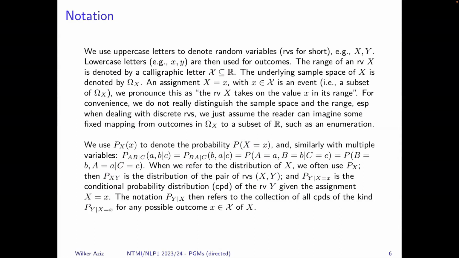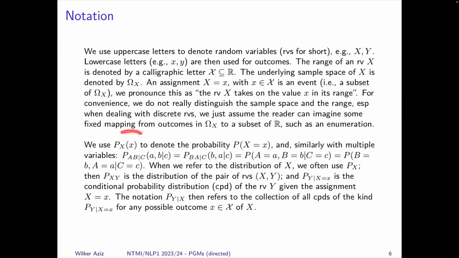For convenience, in this class and in much of NLP and in much of the literature, we do not really distinguish the sample space and the range. It's a necessary formality that is not dangerous if we skip it, especially when we deal with discrete random variables. So I'll just trust that you can imagine the mapping from tokens to token IDs. I don't need to specify that for you. It's kind of like an implementation detail that I leave to you.